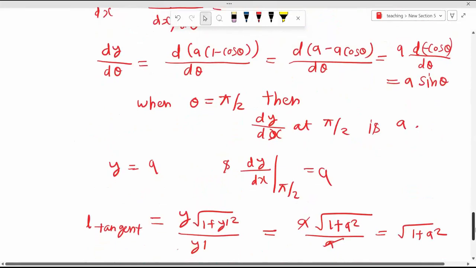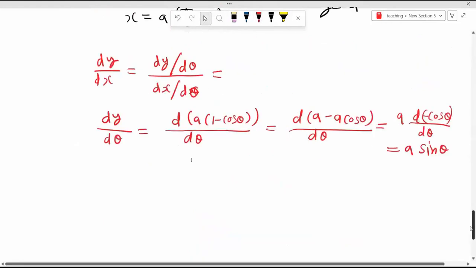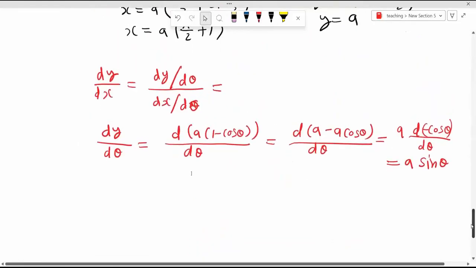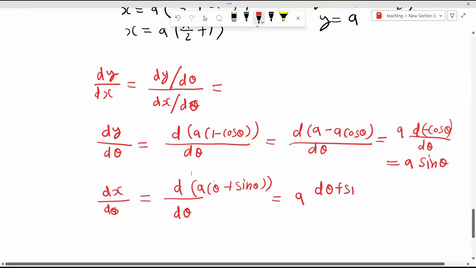Sorry for the inconvenience. Here we made some mistake. Here we found dy by d theta. Now we have to find dx by d theta, so we pursue finding dy by dx. What is the value of dx by d theta? dx by d theta is d upon d theta of a(theta + sin theta). On solving we get a(1 + cos theta).